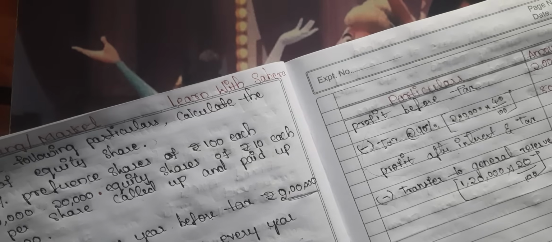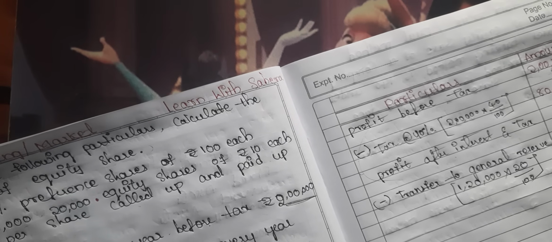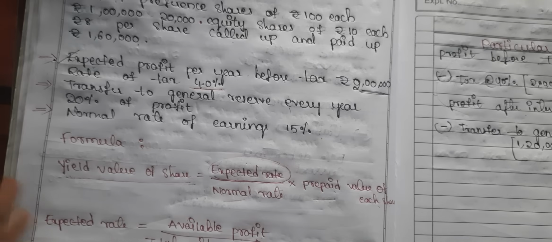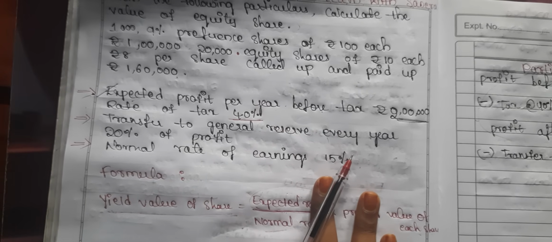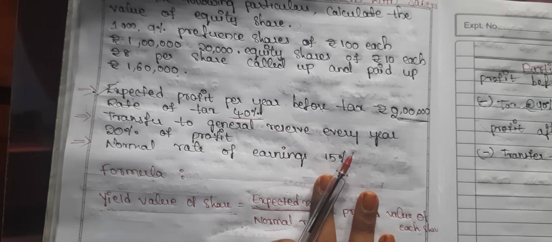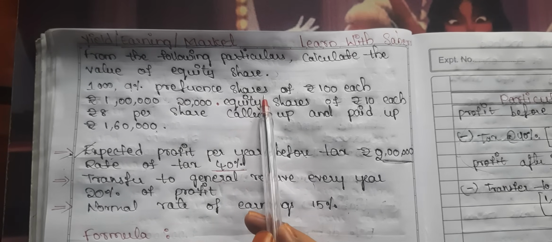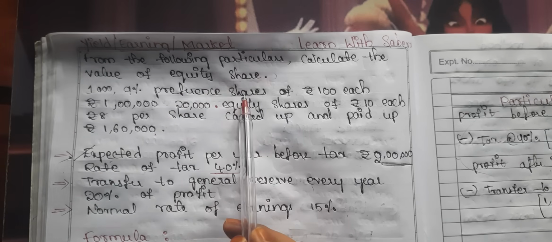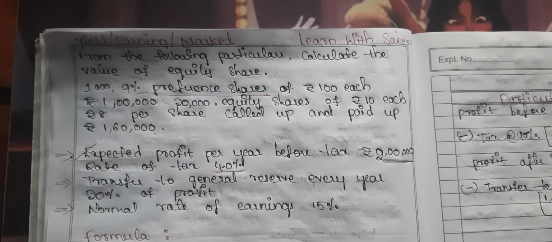So what is this 24,000? It is the transfer to general reserve, which is 24,000. Do we have any dividends in the question? Have a look. Dividends here are on the preference shares. It is 9% on the preference shares, so we will take this as well. You need to write it here.